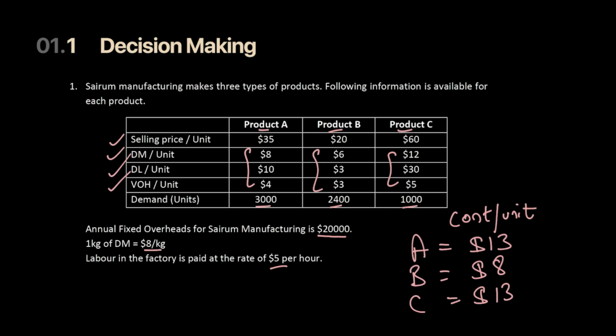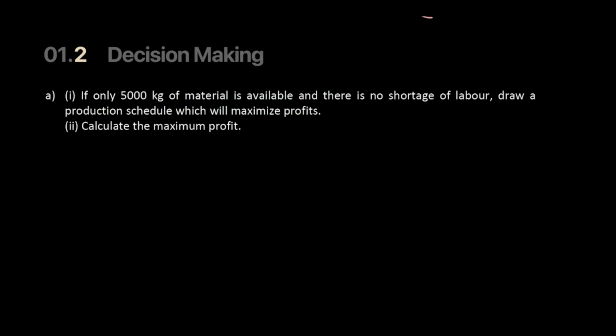Alright, now let's see what the question is asking for. Part A is saying that if only 5,000 kgs of material is available and there is no shortage of labor, draw a production schedule which will maximize your profits. Over here, you can identify that the limiting factor, the resource constraint or the shortage, is raw material. So all your decision making has to revolve around raw material.